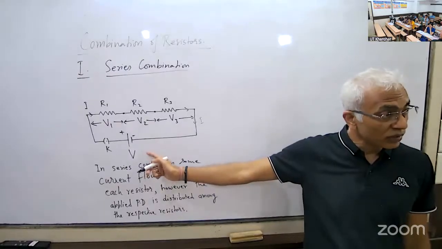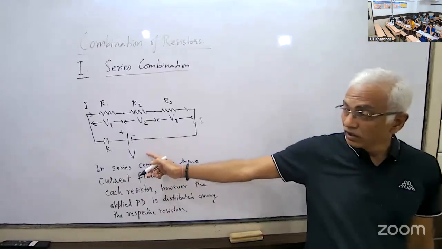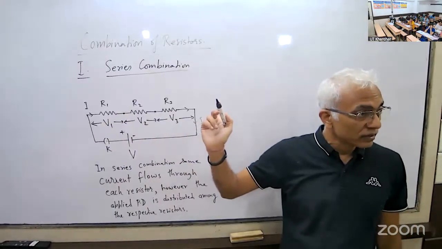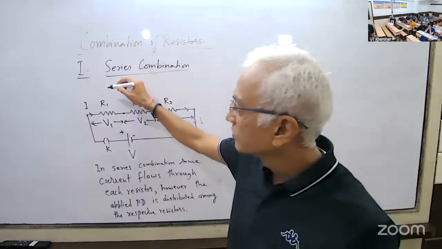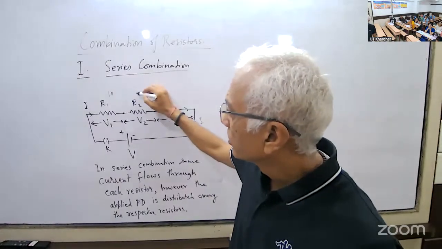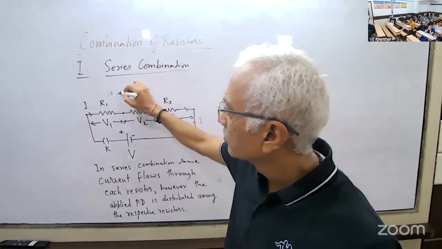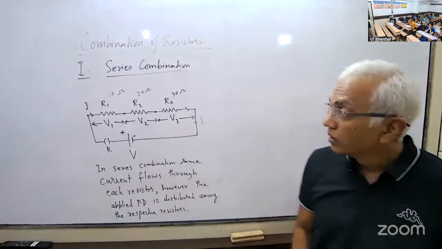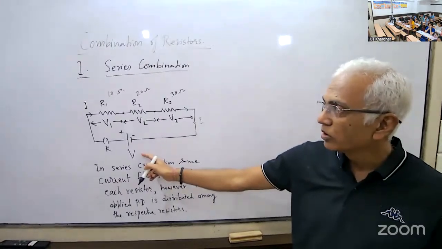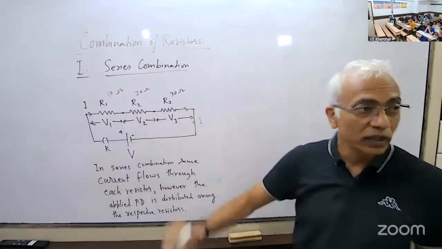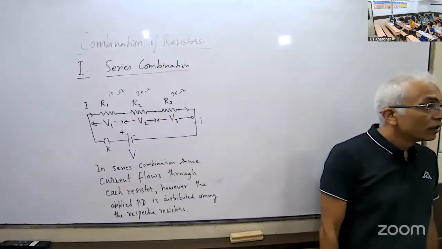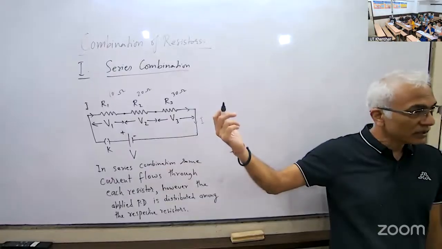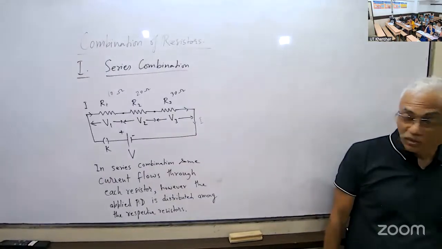This is the total capacity of doing work by the cell. But it is doing different work in different resistances. Let's say this was 10 ohm, this was 20 ohm, this was, let us say, 30 ohm. So where will this cell have to do more work, in R1, R2 or R3? Least will be R1, a little more in R2 and maximum in R3.